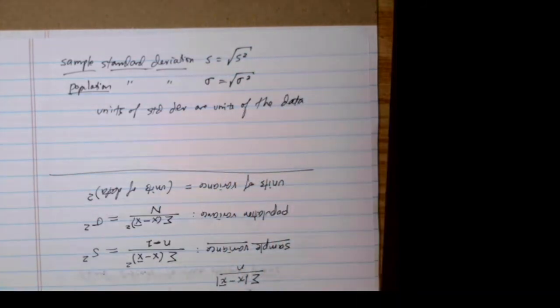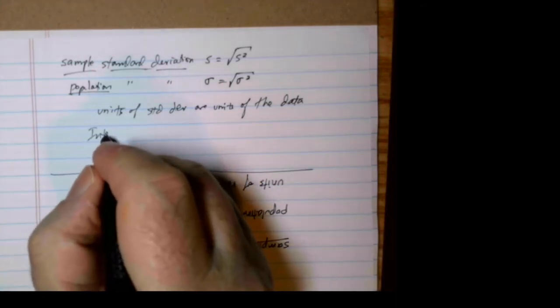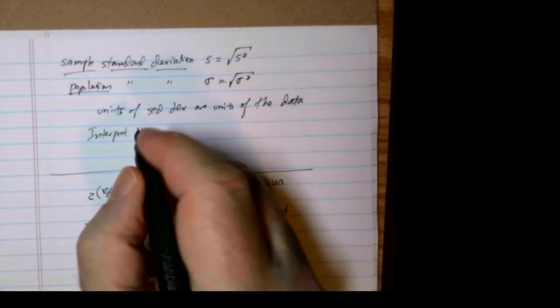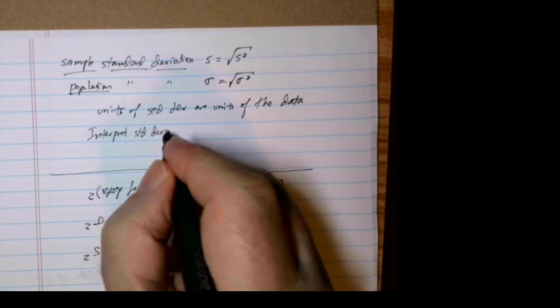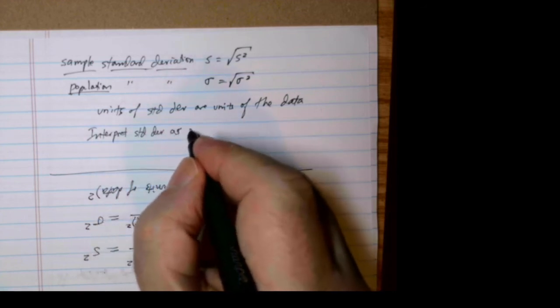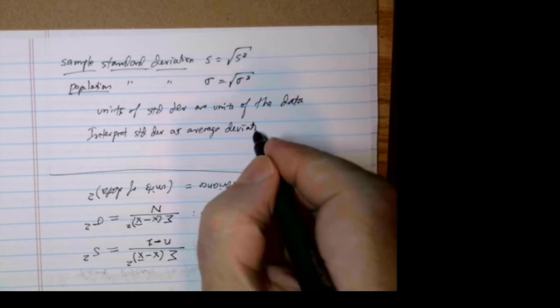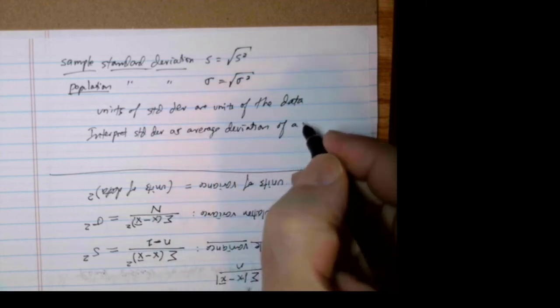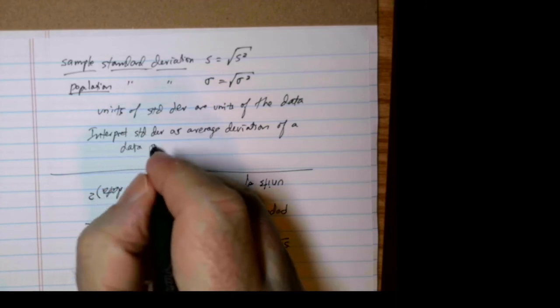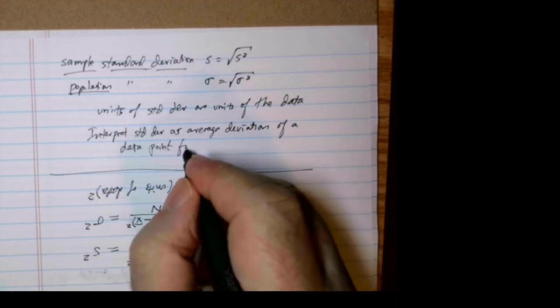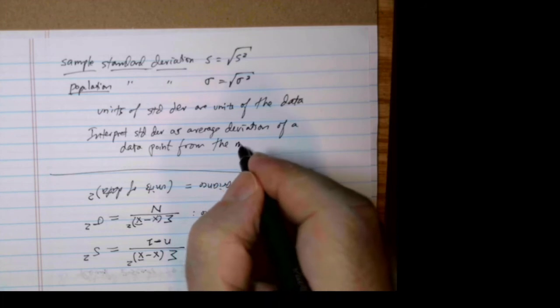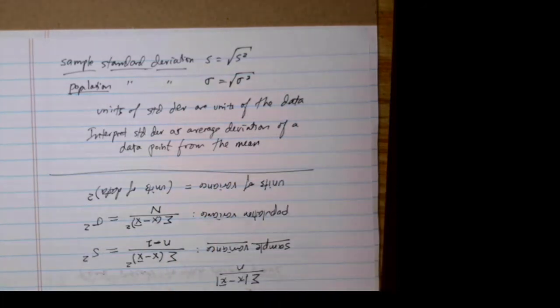Okay? So it will make sense to interpret the standard deviation as an average deviation from the mean. And in fact, I'm going to actually say that you should do that. Interpret the standard deviation as an average deviation of a data point from the mean.